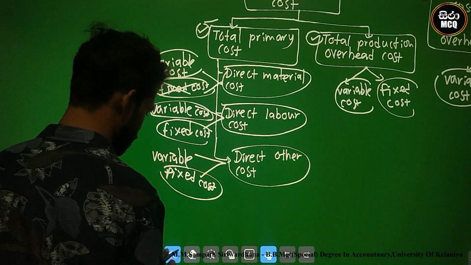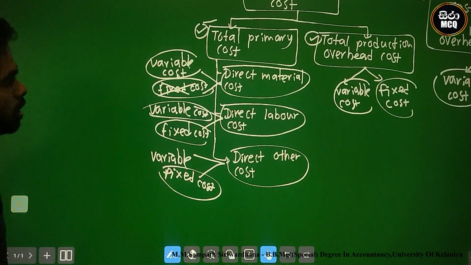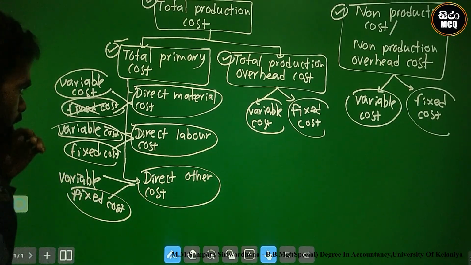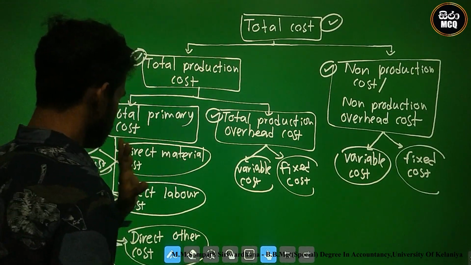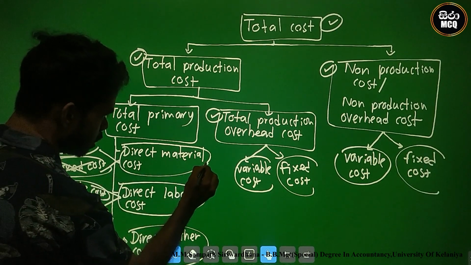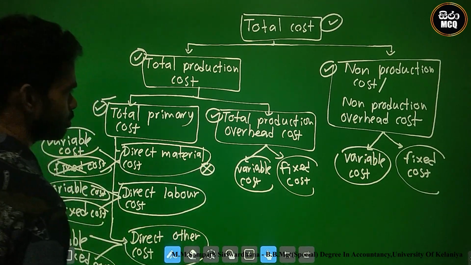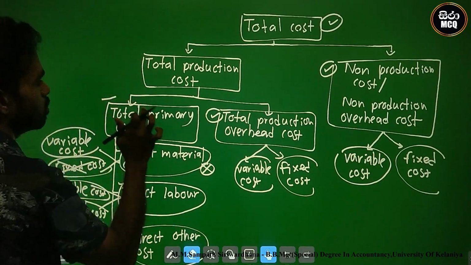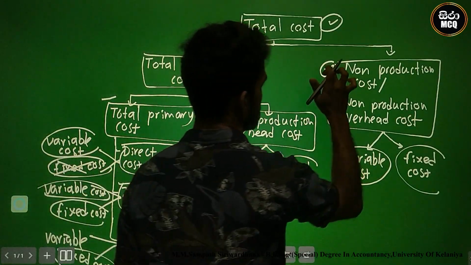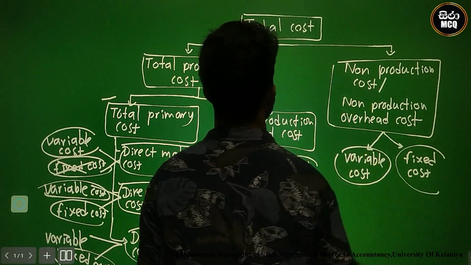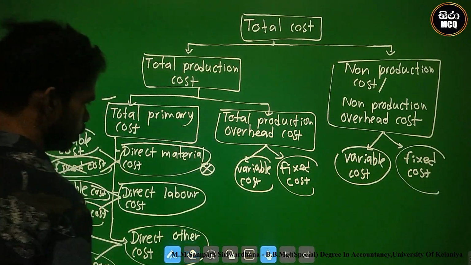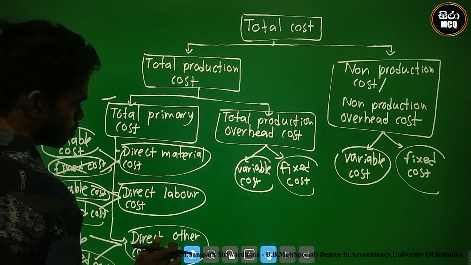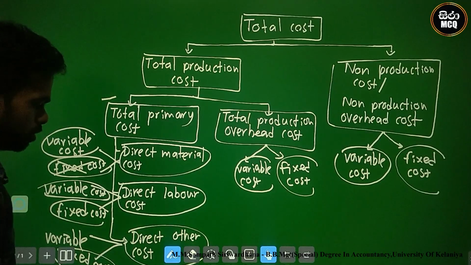Okay, let's go. They said direct material, the total cost should be identified. Total cost. They said direct material. Direct material is this one. This one is okay. Please eliminate this one. Okay, let's go. I use the correct mark.